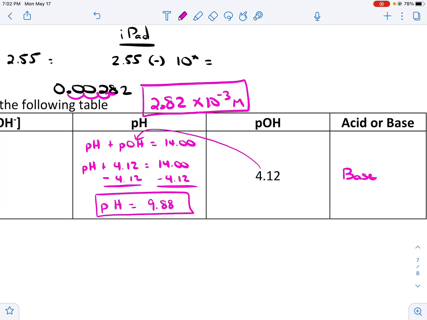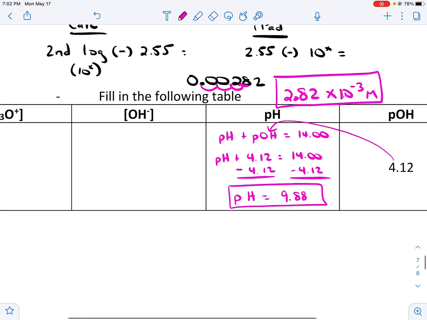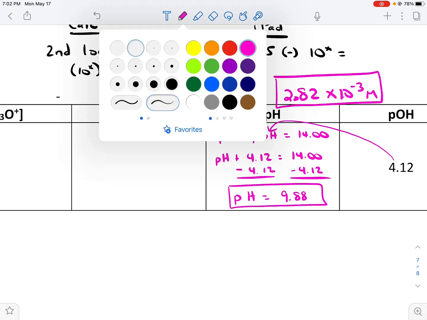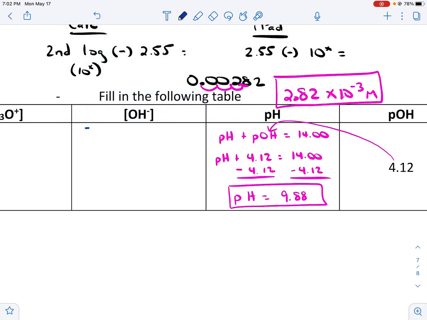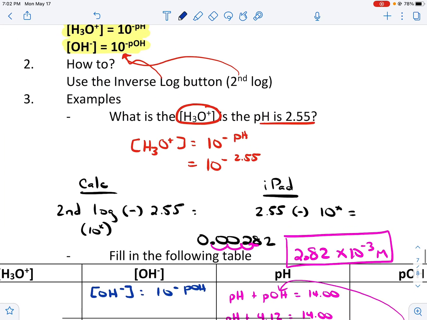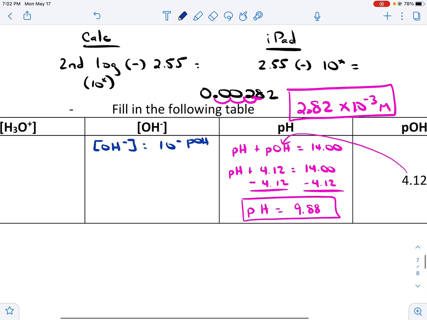Awesome. Okay, let's roll on and now we can go from pOH to our hydroxide ion concentration, because we know our hydroxide ion concentration is equal to 10 to the negative pOH. That's one of our new formulas from today, right there. Okay, and we know our pOH, so we've got 10 to the negative 4.12. And remember, depending on how you're typing it in, you'll use something like this or something like this. So for me, I'm going to hit second log and then negative 4.12.